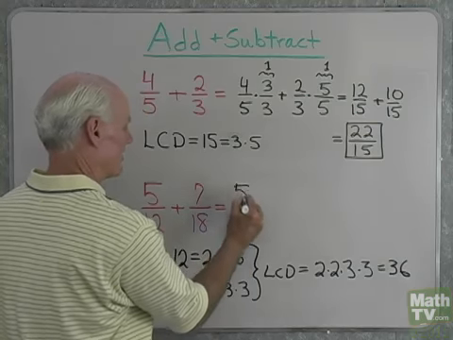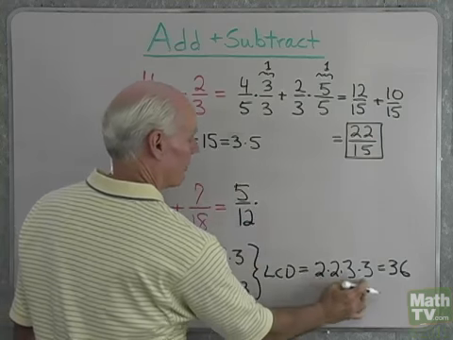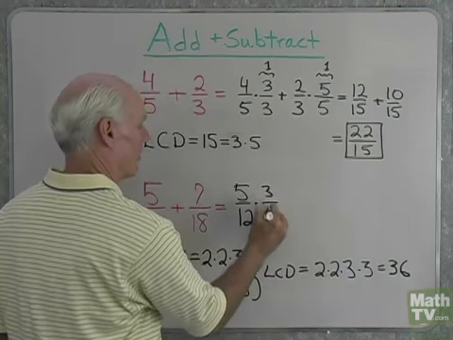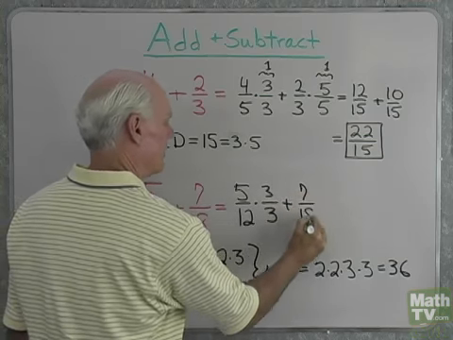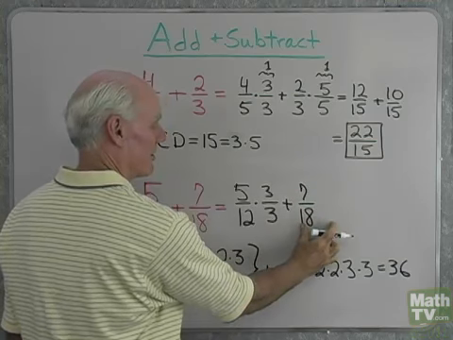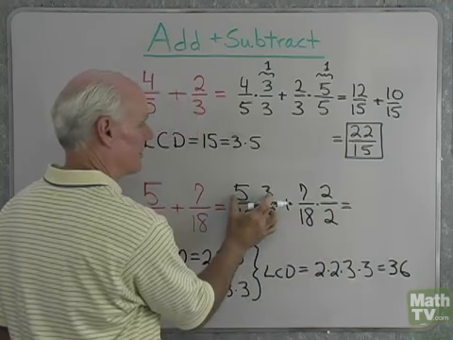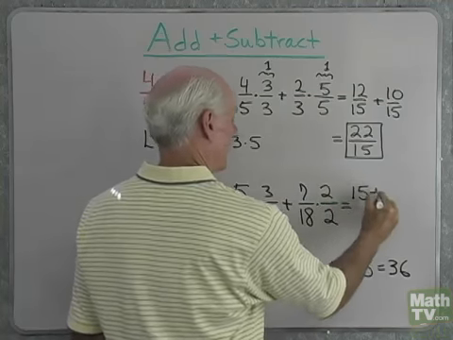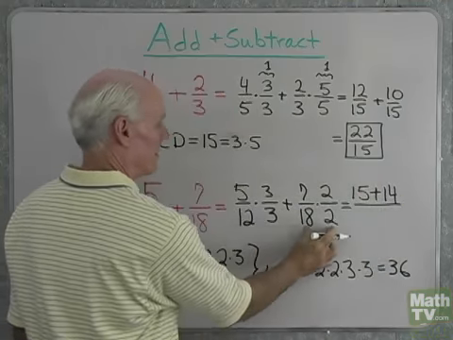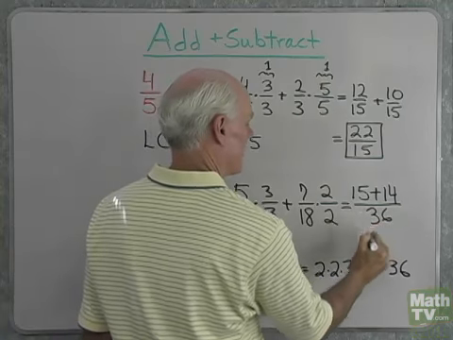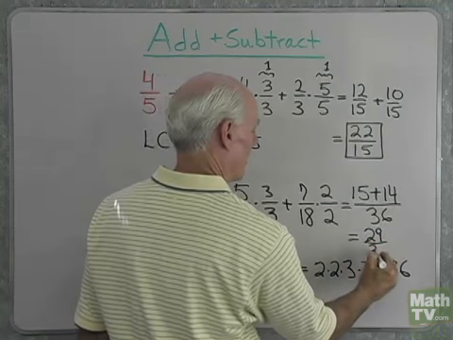I'm going to rewrite this as 5/12 times, I know I want 36 here. Here's my 12. What I need is a factor of 3. So I'll multiply by the number 1 in that form, plus 7 over 18. Okay, I know I want a 36 here instead of an 18, so I'm going to multiply by 2 over 2. That gives me 15 plus 14, all divided by, in both cases, 36, which ends up being 15 plus 14, 29 over 36.